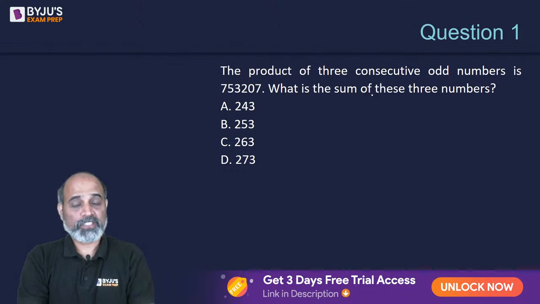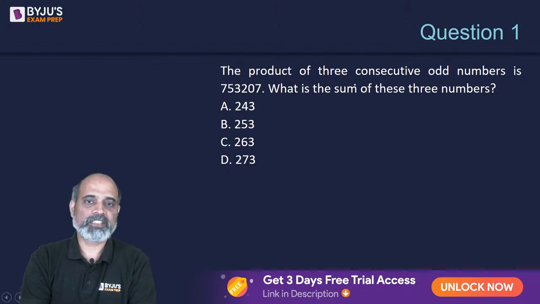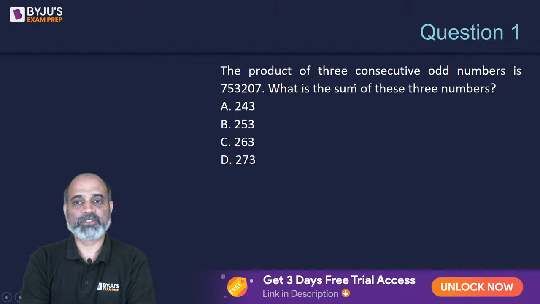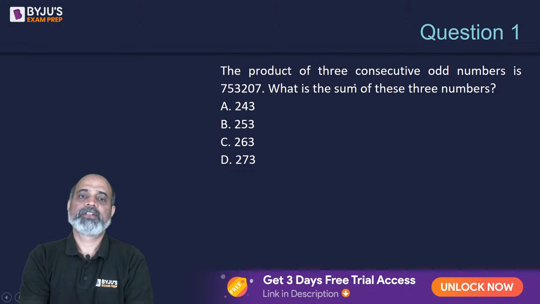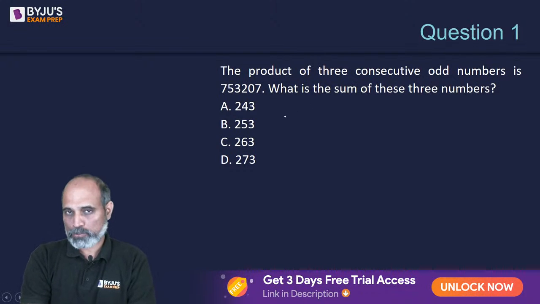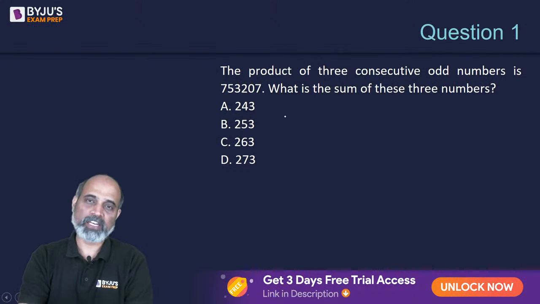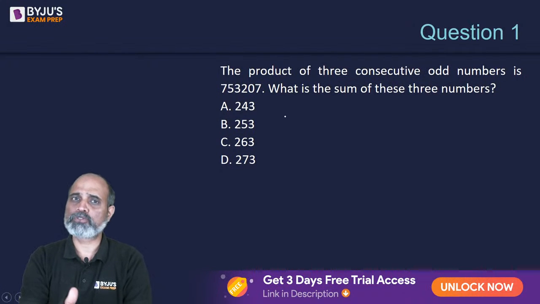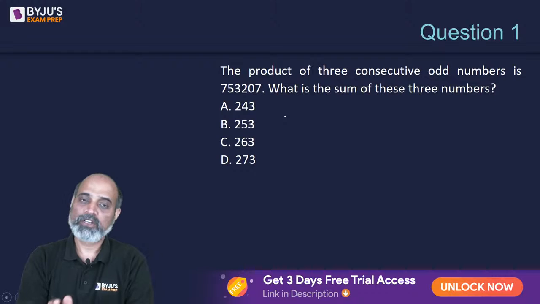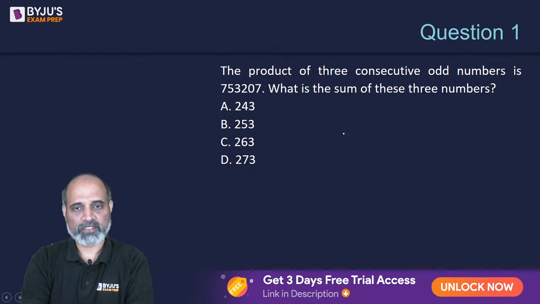The product of 3 consecutive odd numbers is 753207. What is the sum of these 3 numbers? Okay, so 2 ways to solve this. One is using an equation, which I believe is going to be very lengthy. I hope you guys are not very much equipped to solve cubic equations, right? So we will be using common sense here.